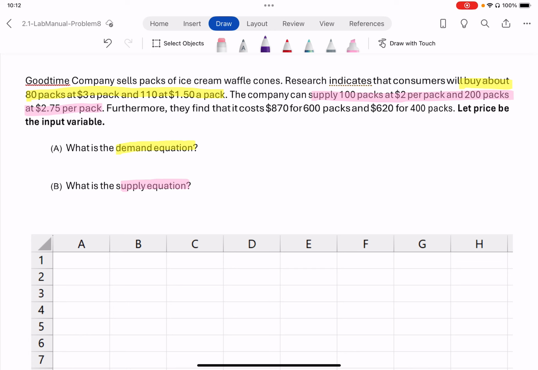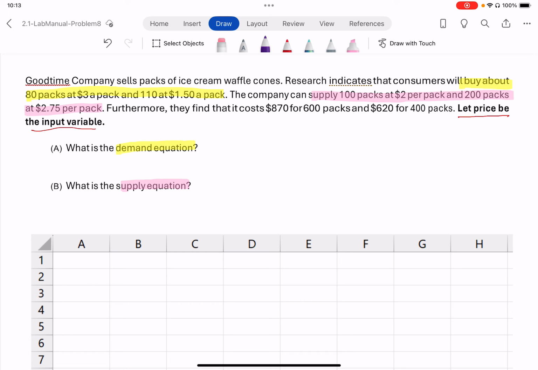information about the demand, okay? And then what I have highlighted in pink is information about the supply. And then really important here, they're saying that let price be your input variable. All right, so it's really important that you follow that since that's what they designated.